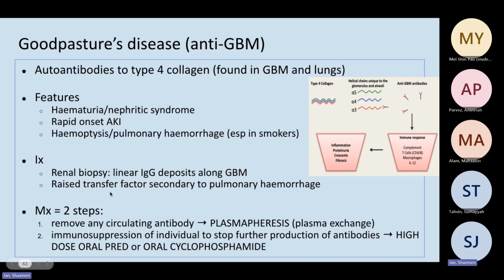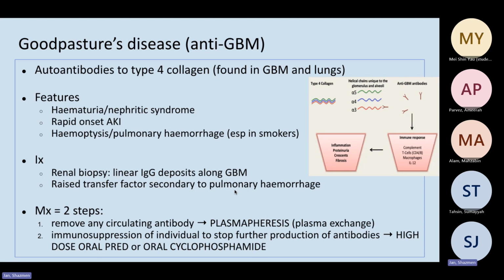Investigations will include a renal biopsy, and that will show linear IgG deposits along the GBM. It's linear because there's obviously lots of collagen in the glomerular basement membrane, so all along it you'd have anti-GBM antibodies stuck there, and these immune complex formations. And then in the lungs, you'd have pulmonary hemorrhage, so that's one of the symptoms, and so you'd have a raised transfer factor.